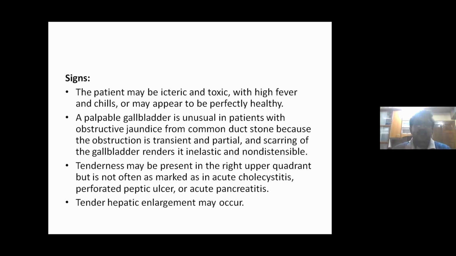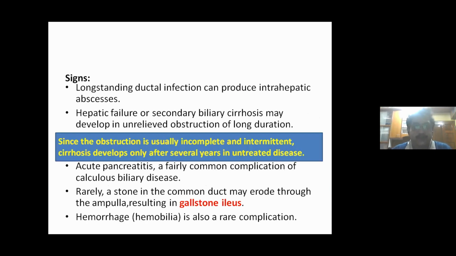Next, the signs. The patient may be icteric and toxic with high fever. A palpable gallbladder is unusual in patients with obstructive jaundice due to common bile duct stone. Tenderness may be present in the right upper quadrant, but is often not as marked as in acute cholecystitis. And tender hepatic enlargement can also occur.